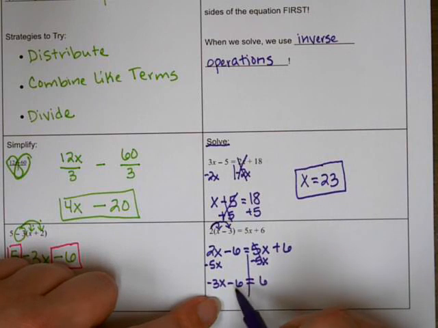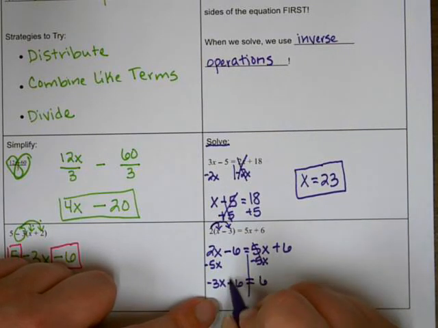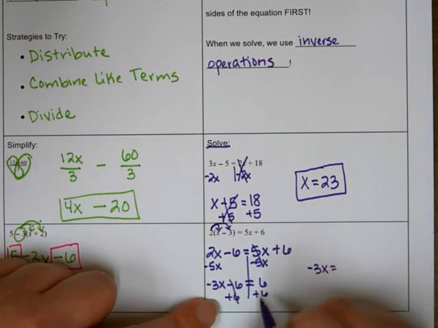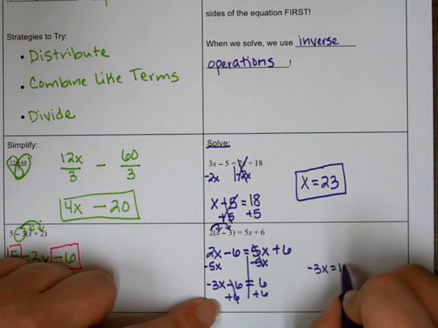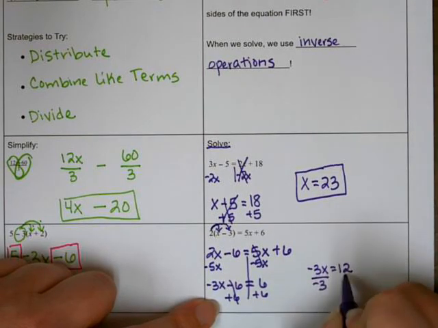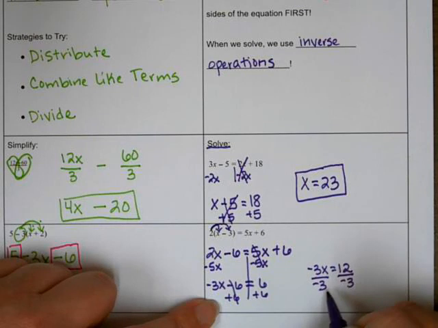My next step is going to have to be to get rid of this negative 6 to get it away from the x. Since I moved my variables to the left, the numbers have to go to the right. So in order to get rid of this minus 6, I use the inverse operation, which means I'm going to have to add 6 to both sides. And I'm left with negative 3x equals 6 plus 6, which is 12. And then my very last step is going to be to divide by negative 3, because division is the inverse of multiplication. So I get x is equal to negative 4.